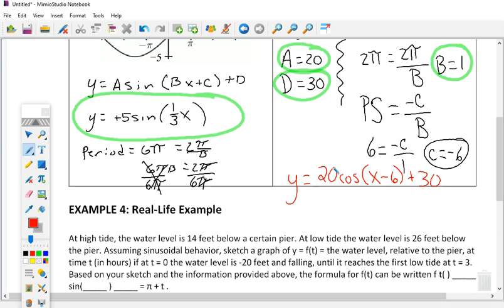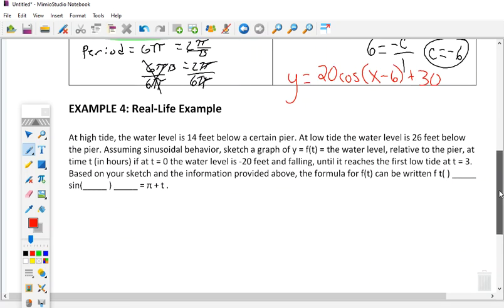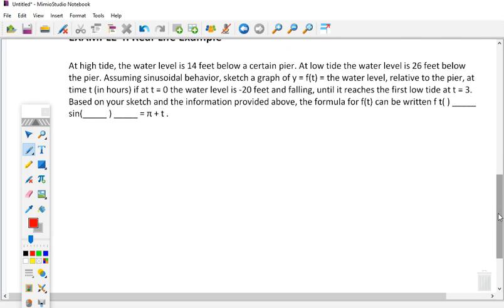Okay. Yeah. Last example. Let's try it. See if we can get through this, figure this out. At high tide, the water level is 14 feet below a certain pier. At low tide, the water level is 26 feet below the pier, assuming sinusoidal behavior, which just simply means it's either a sine or cosine graph. Sketch a graph of y equals f of t equals the water level relative to the pier, t hours, if at t equals 0 the water level is negative 20 feet and falling until it reaches the first low tide at t equals 3. Based on your sketch and information provided above, write me a formula for f of t.